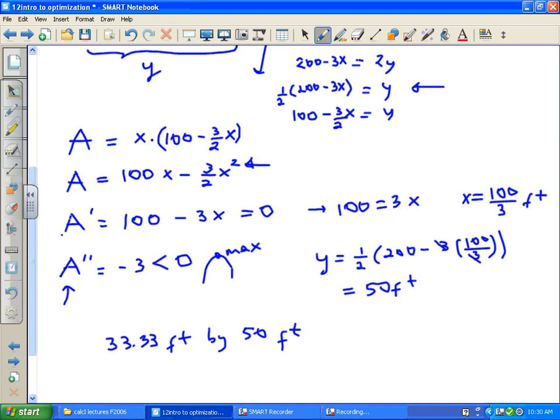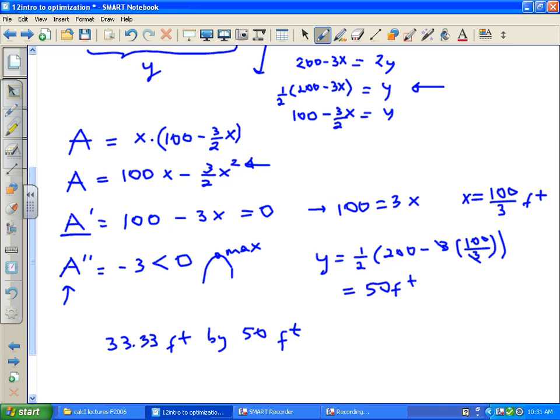What was a double prime? If this is your a prime, differentiate it one more time. And the 100 disappears, you were left with negative 3. So for this question, there was not even an x in the equation for a double prime. So it's always negative. It's always concave down, basically.